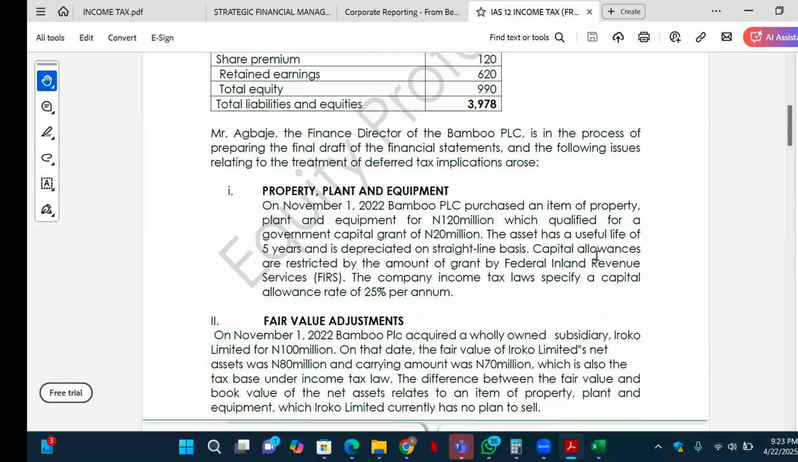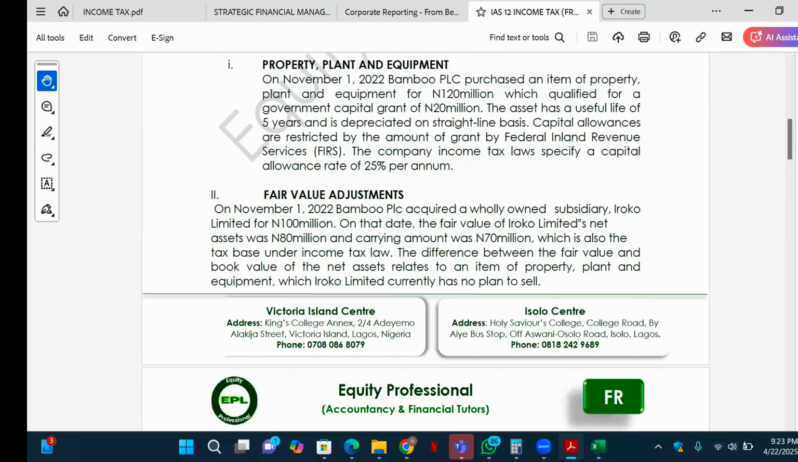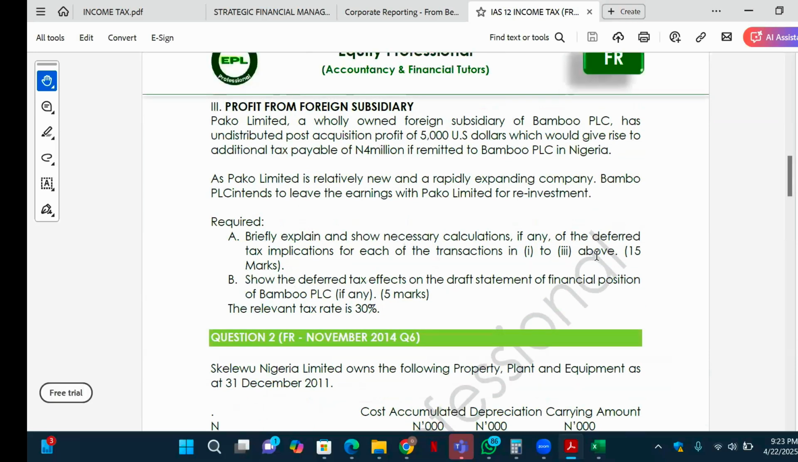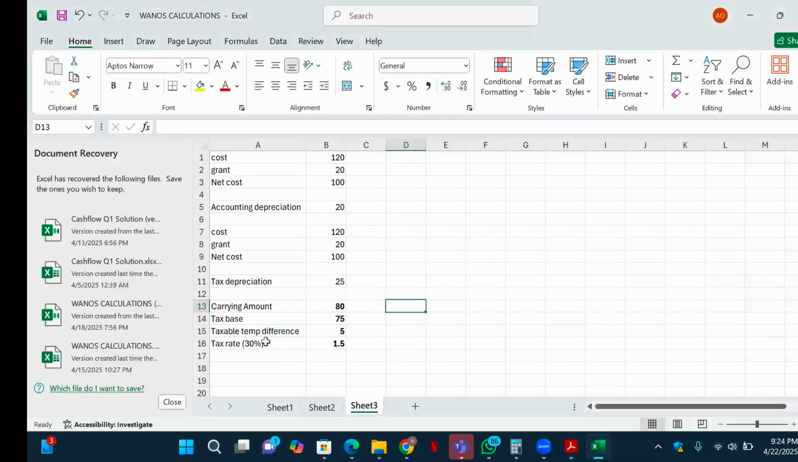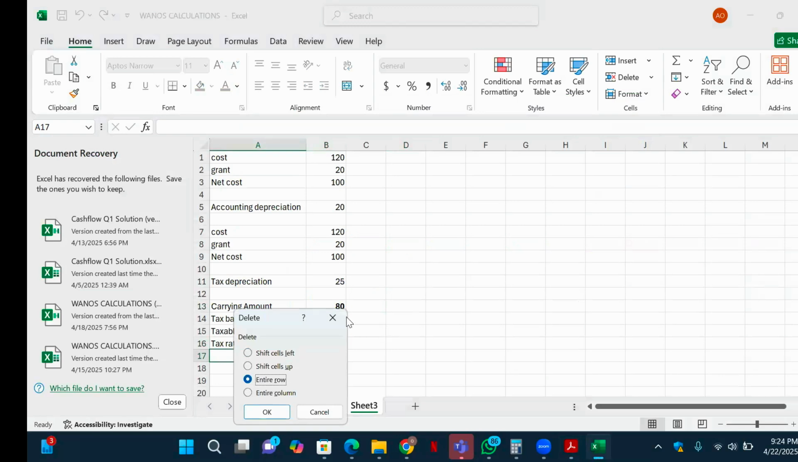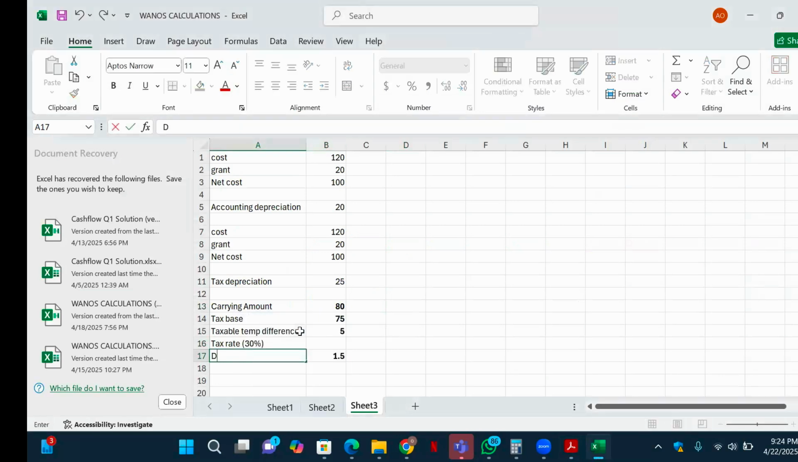The income tax rate will be given to you separately. They may be the same, but most times the examiner will not give you the same rates. My advice is just pay attention to the language of the examiner so that you are able to differentiate what the tax rate is from what the capital allowance rate is. So we have determined it here. Tax rate is 30%. Therefore, our deferred tax liability here is 1.5 million. All right, we have a deferred tax liability there.